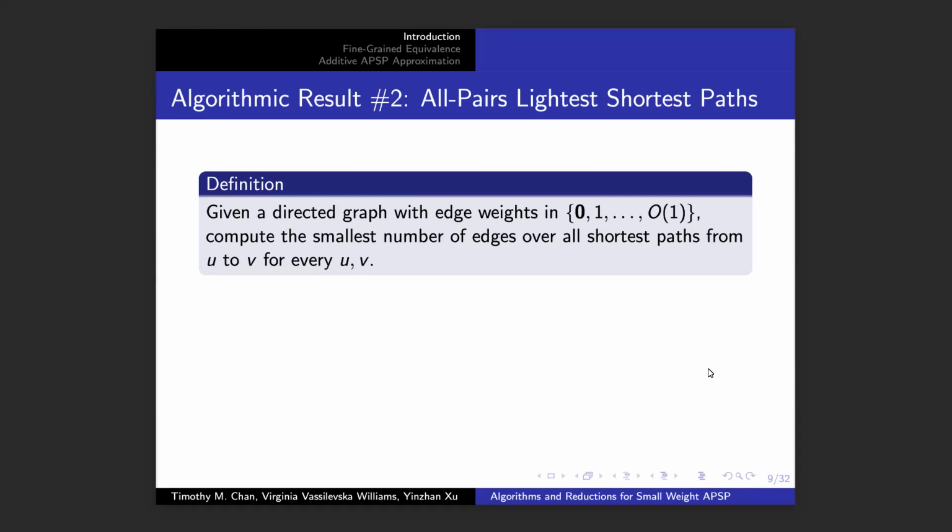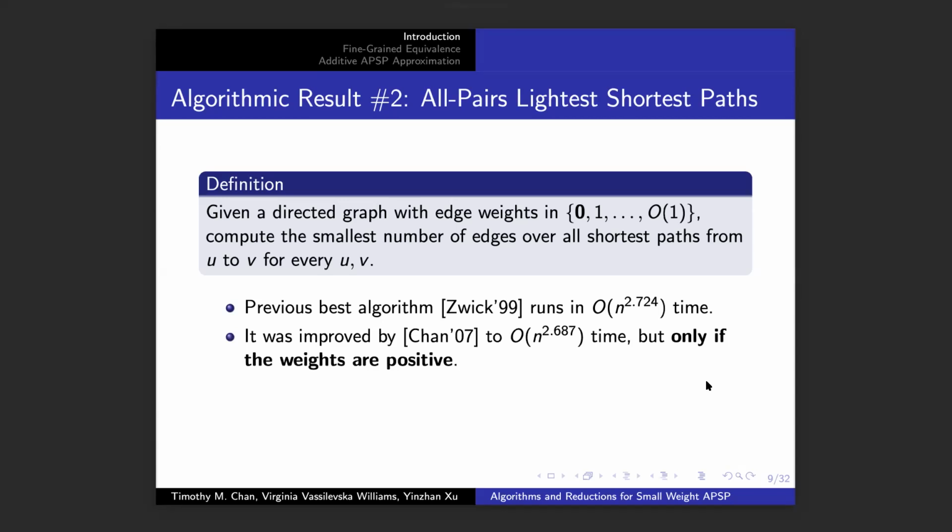Our second algorithmic result is about the all-pairs lightest shortest path problem. In this problem, since a pair of vertices can have many shortest paths, we are interested in finding the shortest path with the smallest number of edges. The previous best algorithm by Zwick runs in O(n^2.724) time, and it was improved by Chen to O(n^2.687) time, but only if the weights are positive. Note that in the original problem, the edge weights can be 0 as well. So Chen's algorithm does not handle that case.